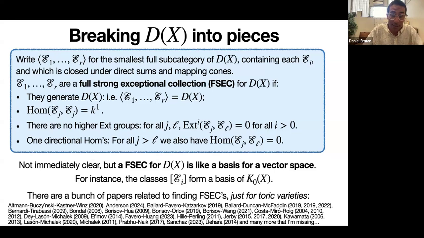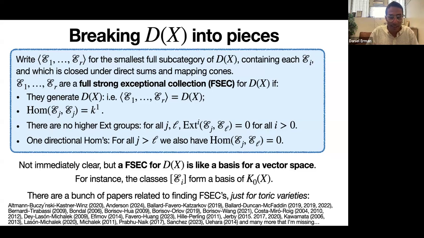But actually, here, maybe beneath the blue, there is one implication. If you have such a full strong exceptional collection, the classes of the objects form a basis for the Grothendieck group. So such a collection acts like a basis of the category in a certain sense, in a manner that's akin to the way the free objects did for resolutions.